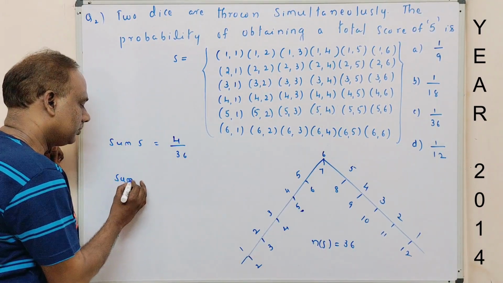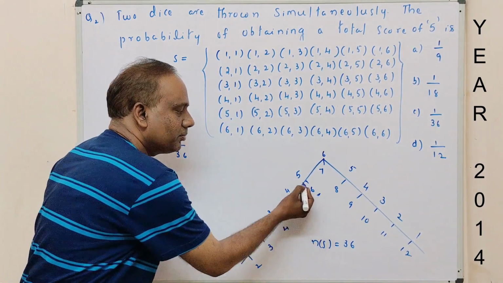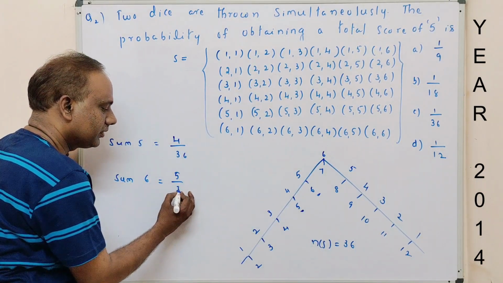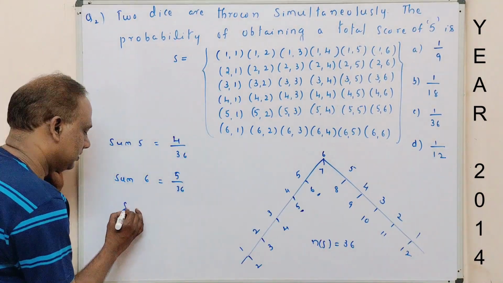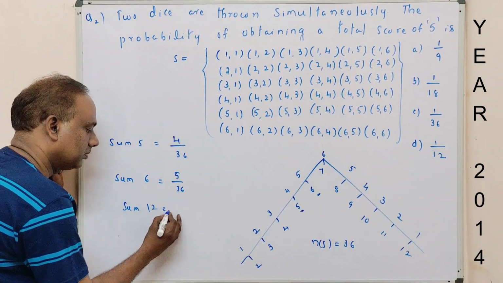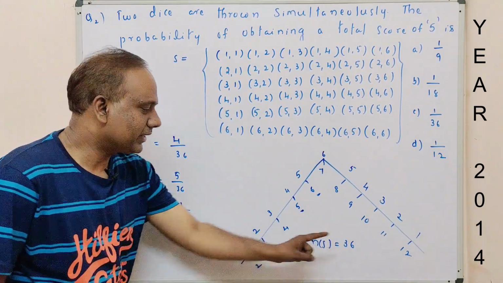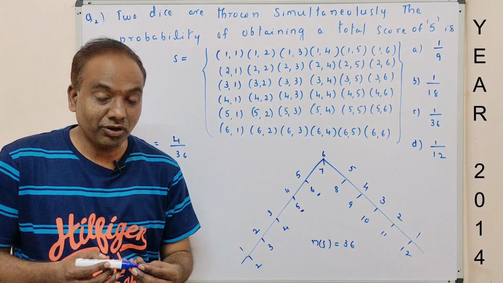Suppose the sum is 6. Sum 6 means 5 by 36. Like that. Suppose the sum is 12. Sum 12 means 1 by 36.